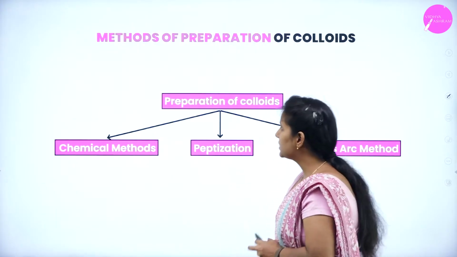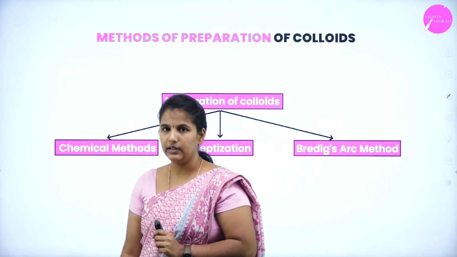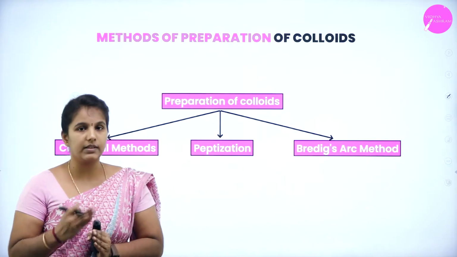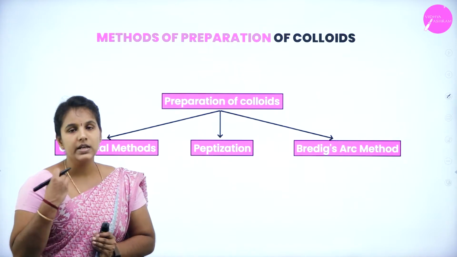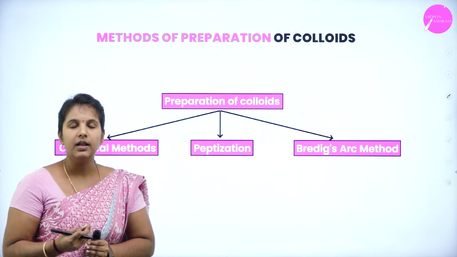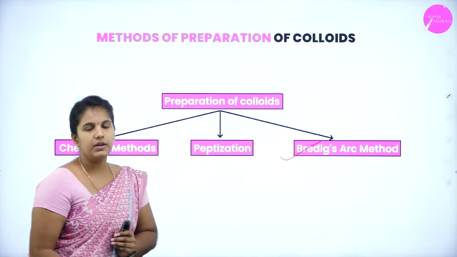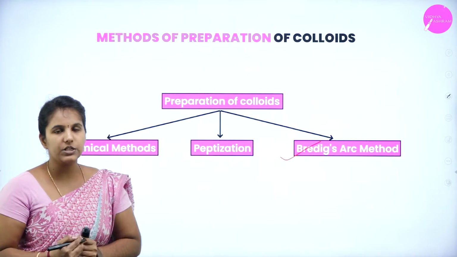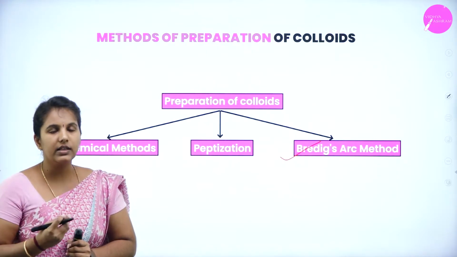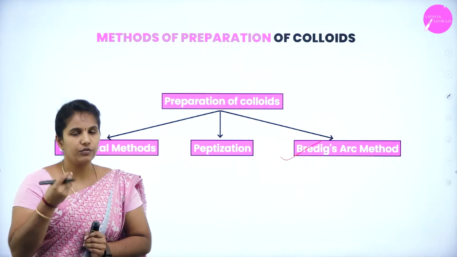Next, let us see the methods of preparation of colloids. There are three important methods. The first one is the chemical method, the second one is peptization, and the third one is Bredig's arc method. Bredig's arc method, peptization and the chemical method. These are the three important methods of preparation of colloids.